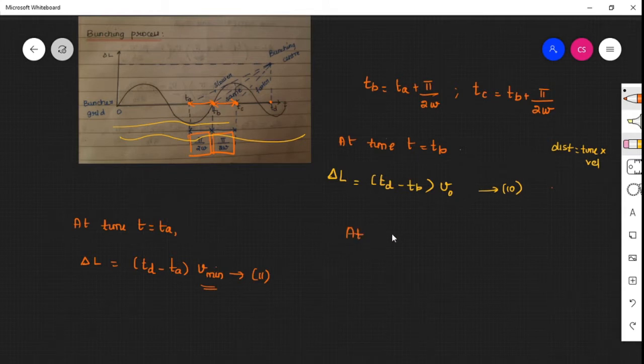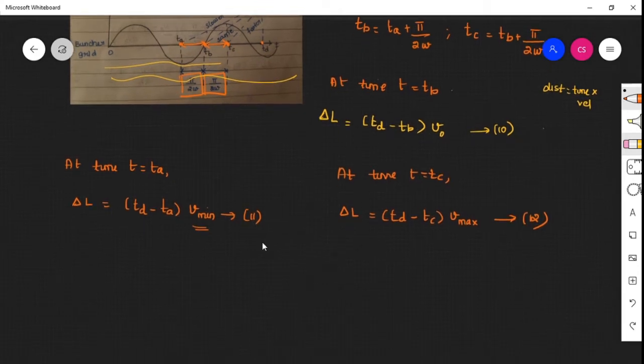And for the faster electron at time t equal to TC, this distance will be TD minus TC, and since this is a faster electron, it travels with maximum velocity, so it is V maximum. Let this be equation number 12. So with reference to the Applegate diagram, we have written down the del L value, which is the drift space length for the electron traveling with the same speed, which is decelerated and which is accelerated.